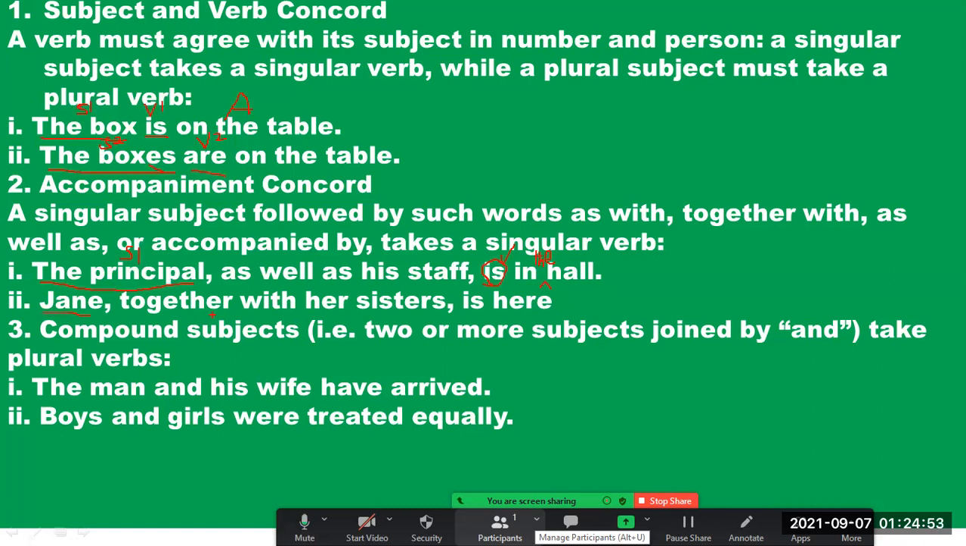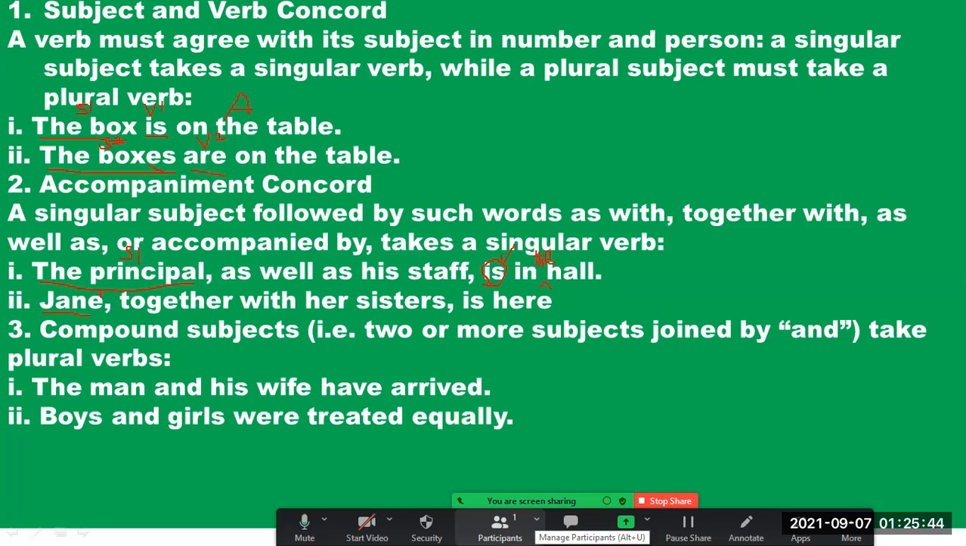And the semantics here has to do with an afterthought, if you like. Let me put it this way. We can reconstruct this sentence to give meaning to it. Jane is here. By the way, her sisters are with her, or came with her, all right? So the first sentence, the principal is in the hall. By the way, his staff are there with him as well. So you see, the main thing being talked about is the singular subject, and then the other one is just added as an accompaniment. So that is the rule of Concord.